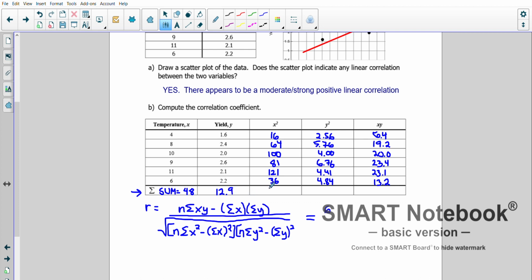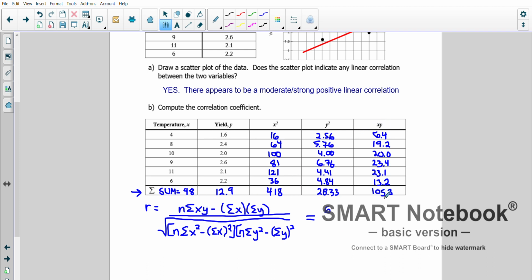The sum of the x squareds is 418. Sum of the y squareds is 28.33. And then 105.3. Alright, so now we definitely have everything we need. So we need the sum of all x, y. So that's going to be this right here.